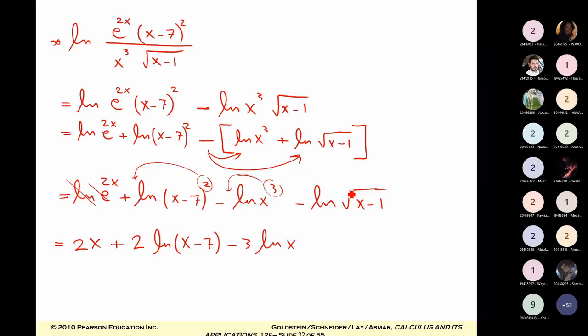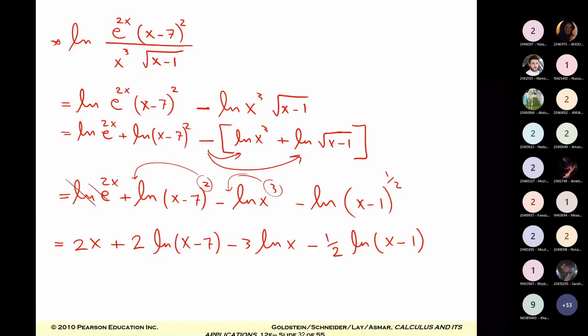So this is the exponent half, x minus 1 all to the power half. So we can put the half outside the ln like this. Why are we doing these steps?